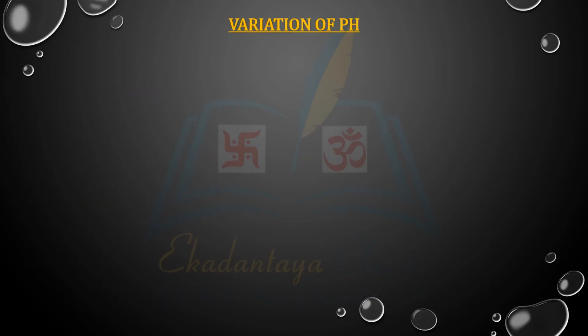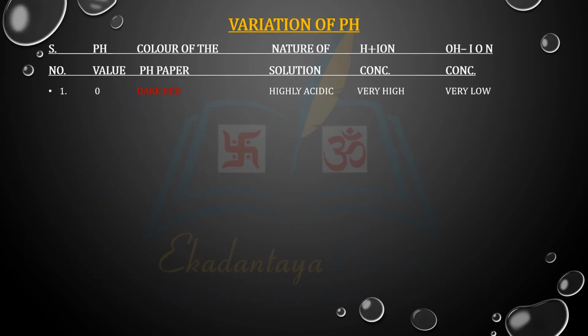Now let us see the variation of pH. The first one is dark red, and its pH value is 0. The nature of the solution is very highly acidic, H+ ions are very high and OH- ions are very low. Orange or yellow has a pH value of 4; the solution is acidic, H+ ions are high and OH- ions are low.